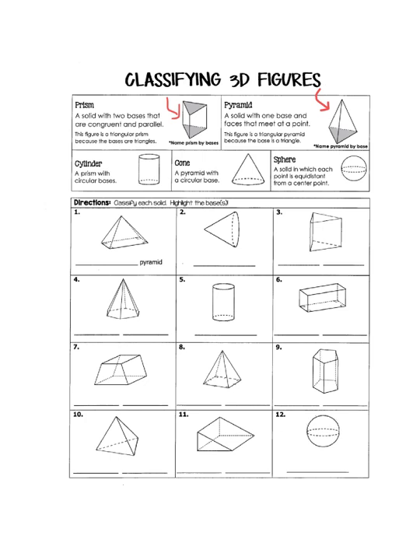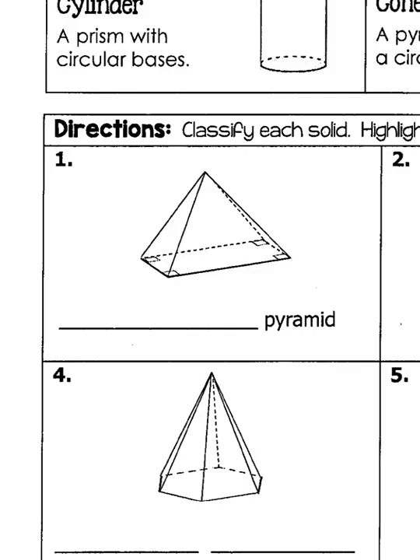We also have a cylinder. A cylinder is a prism with circular bases. A cone is a pyramid with a circular base. And a sphere is a solid in which each point is equidistant from a center point.